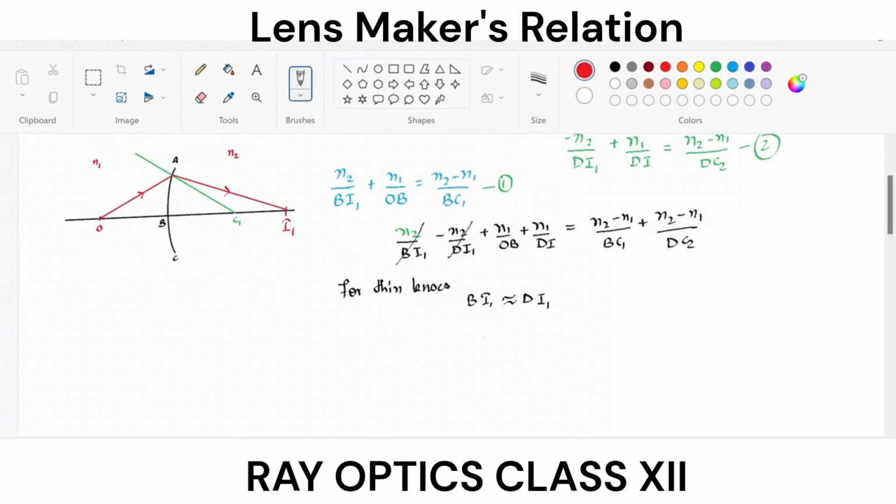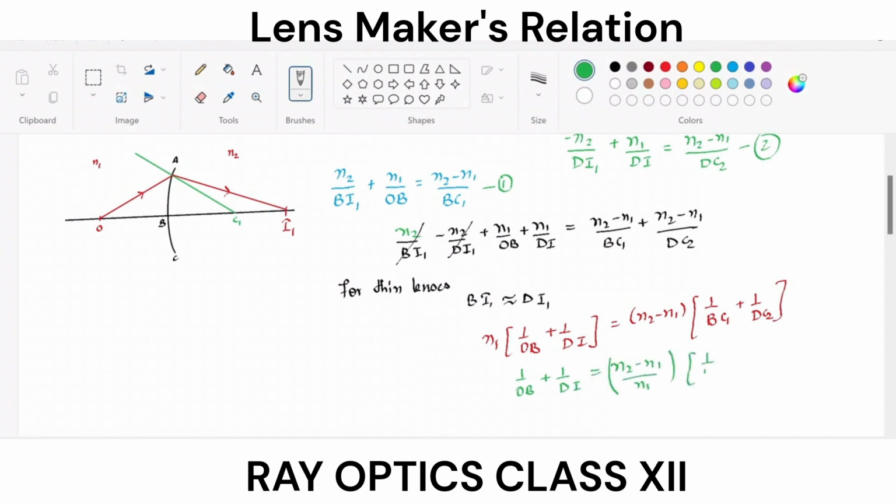So we are left with N1 here, common, 1 upon OB plus 1 upon DI, and that will be equal to N2 minus N1, 1 upon BC1 plus 1 upon DC2. Okay, great. So this N1, if I take it to the right hand side, it will be 1 by OB plus 1 by DI equal to N2 minus N1 upon N1, and that will be equal to 1 by BC1 plus 1 by DC2.